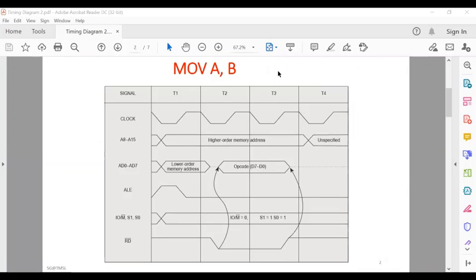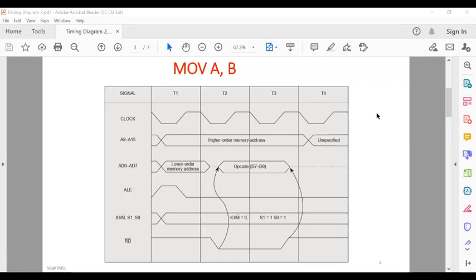So you just need to draw this diagram. You don't need to write anything else, or write everything in detail. Just draw the diagram, specify the signals, and you will get the full marks. There are 5 or 6 marks for it. You don't need to discuss anything else except drawing this timing diagram.